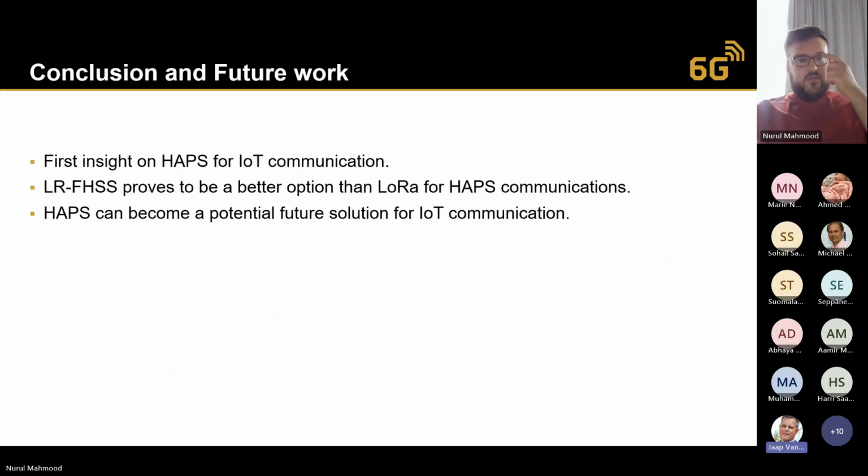So just some conclusions and further work. This was a very basic first insight into HAPS for IoT. We showed that LR-FHSS proves to be a better option than LoRa for HAPS communication as well as satellite, and that HAPS might be a potential future solution for this type of IoT communication.